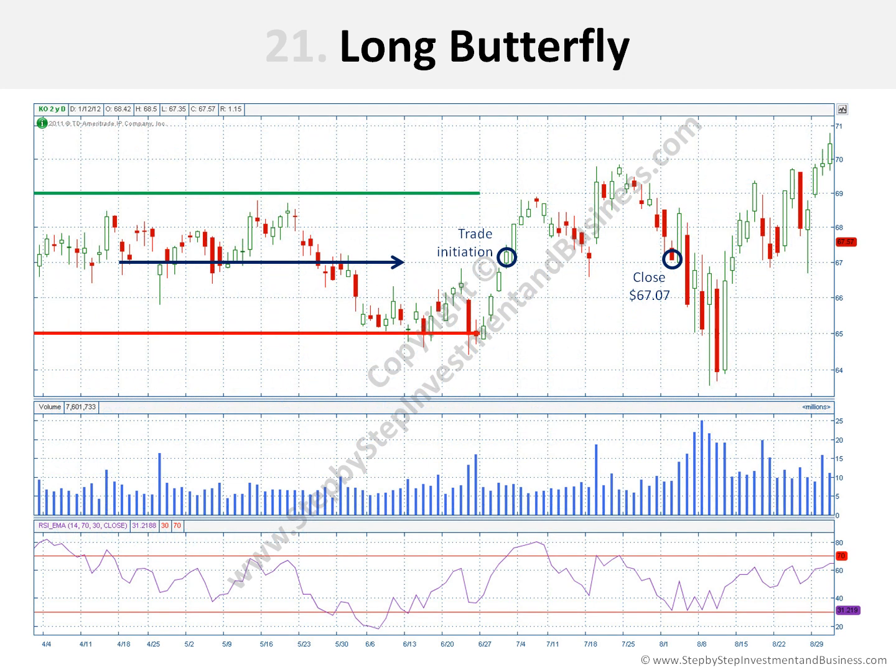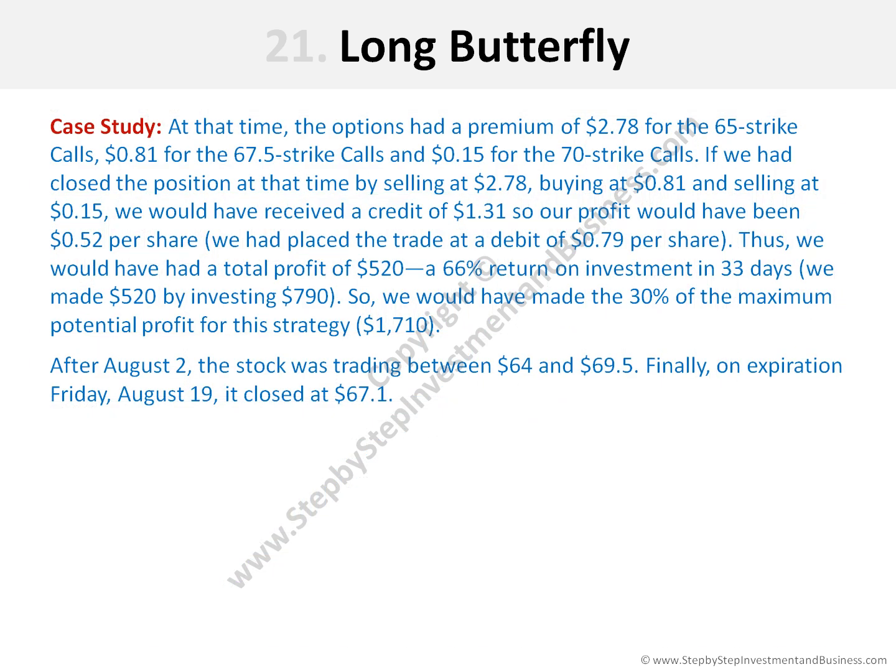As we said, we initiated the trade on June 30, and during the next month, the stock was trading between $66.5 and $70. Finally, on August 2, it closed at $67.07. At that time, the options had a premium of $2.78 for the 65 strike calls, 81 cents for the 67.5 strike calls, and 15 cents for the 70 strike calls.